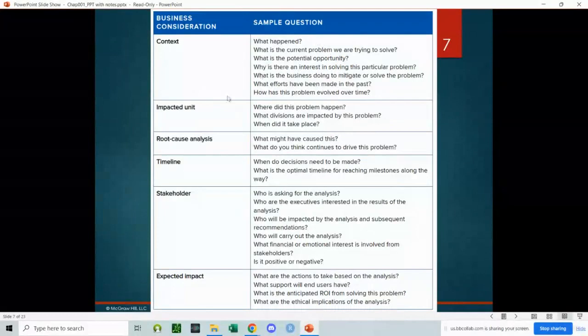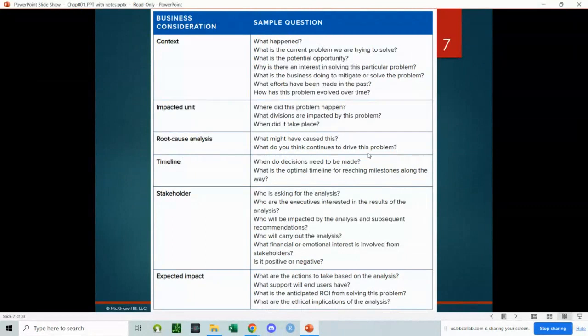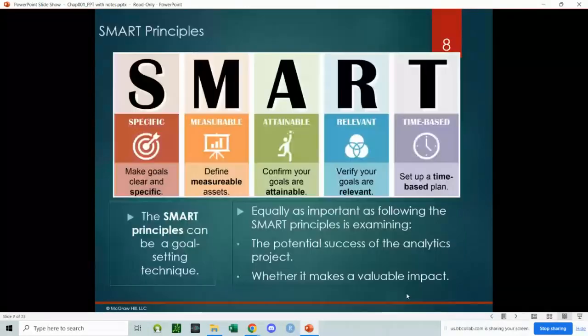And of course, after you figure out what the problem is, you want to say, why might this have happened? So root cause analysis: what caused this to happen? And then developing a timeline for when the decision needs to be made, because you need to know how quickly you need to find the solution and get this into the hands of somebody who's actually going to make the decision. It's a good idea to know who your stakeholders are and what is the anticipated return on investment for solving this problem, because generally they want the cheapest solution that saves them the most money or makes them the most money.